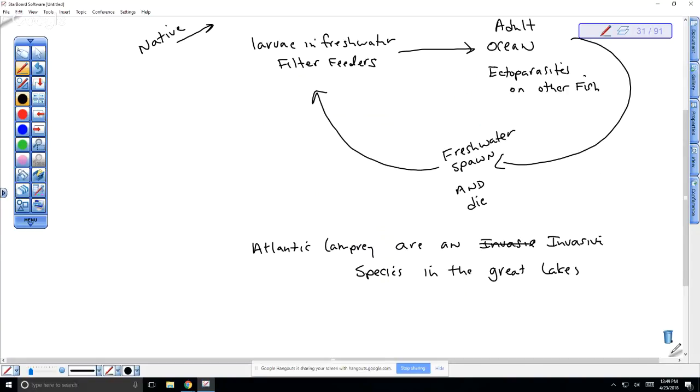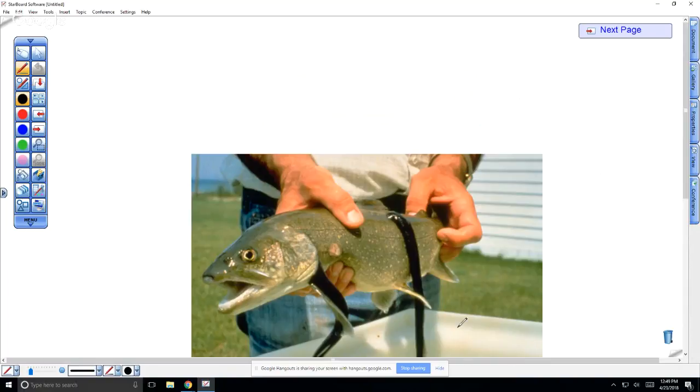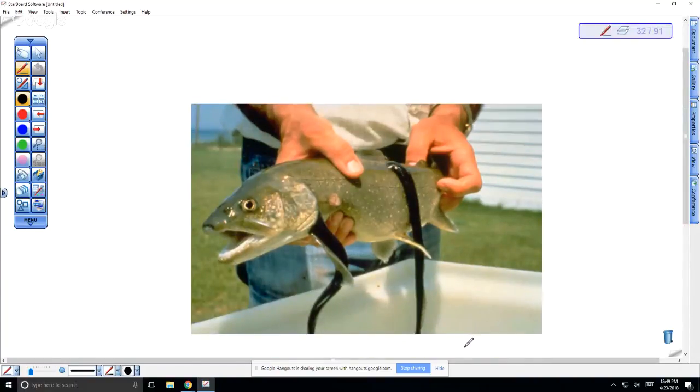Okay, so if we look at these organisms, this is just an example of the lamprey feeding upon their host, so their parasites, but it's on the outside, so it's considered to be an ecto rather than an endoparasite.